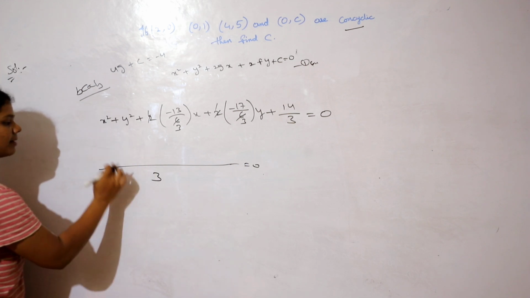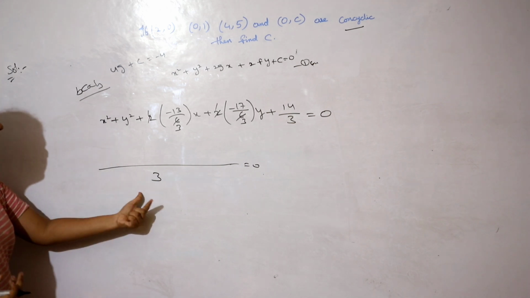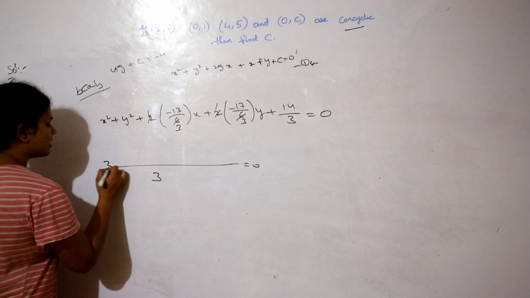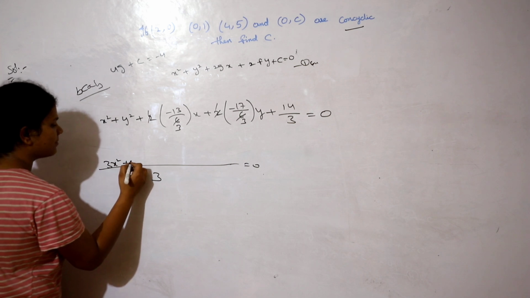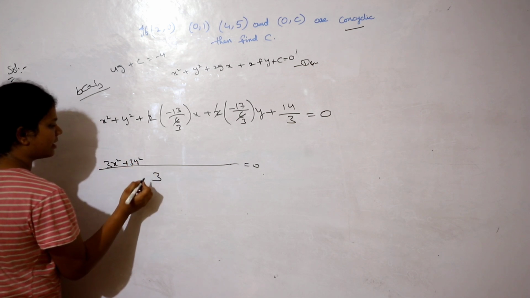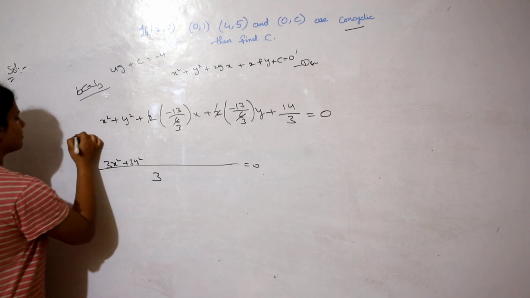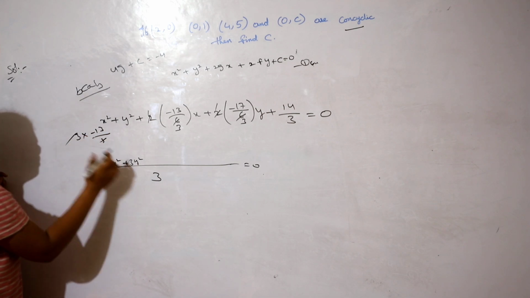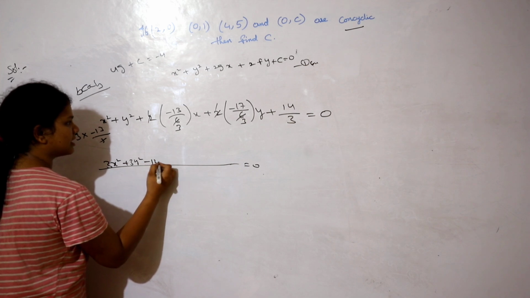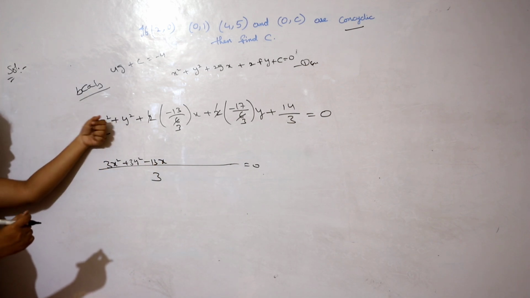LCM into numerator by denominator. Are you getting it? Just go with the process. LCM into numerator by denominator gives 3x square plus 3y square, alright. Now coming back over here, the LCM is 3 into numerator 13 by denominator 3, the 3s cancel. So the answer will be minus 13x. Are you getting it?